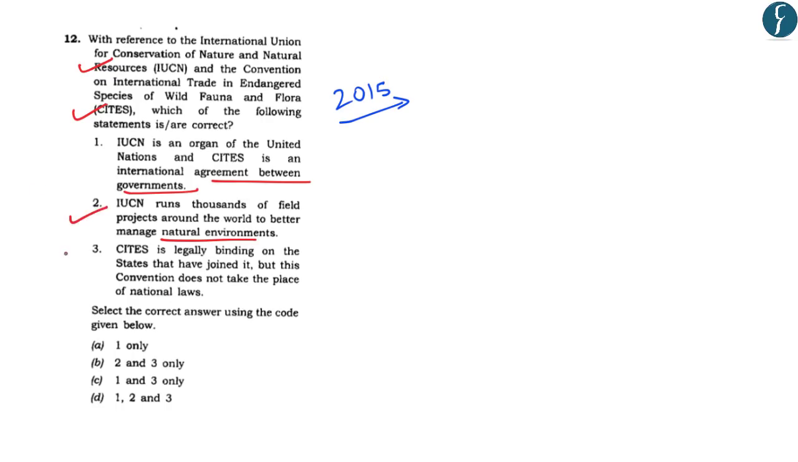Here, statements 2 and 3 are correct. However, statement 1 is incorrect. So the correct answer here was B, that is 2 and 3 only, as IUCN is composed of both government and civil society organizations and it's not a part of the United Nations.